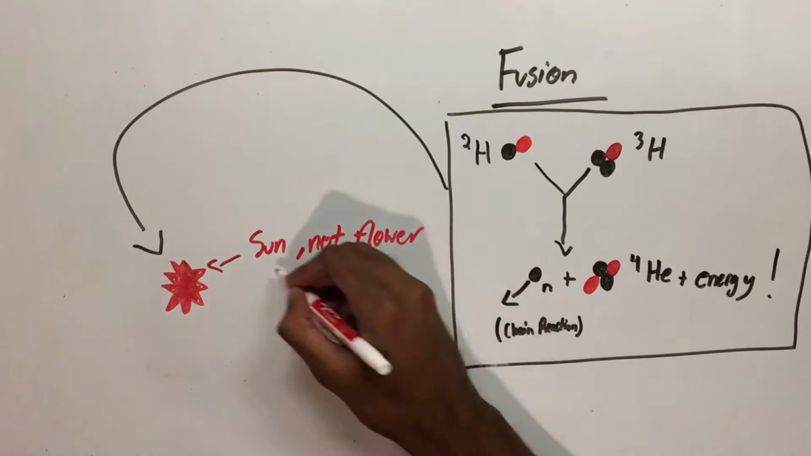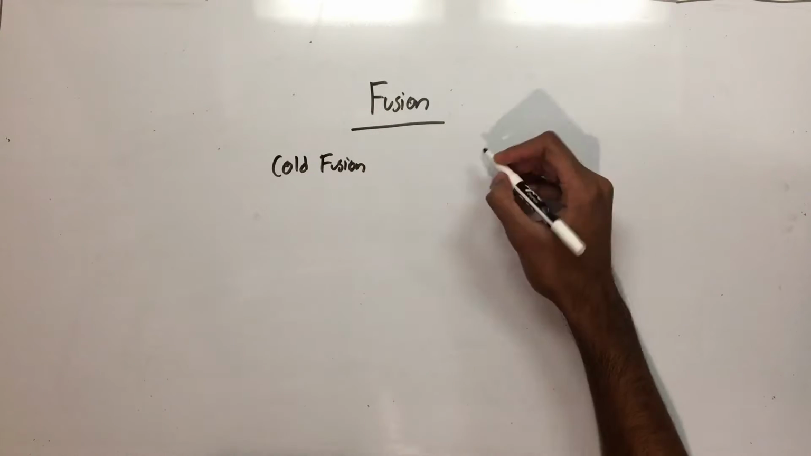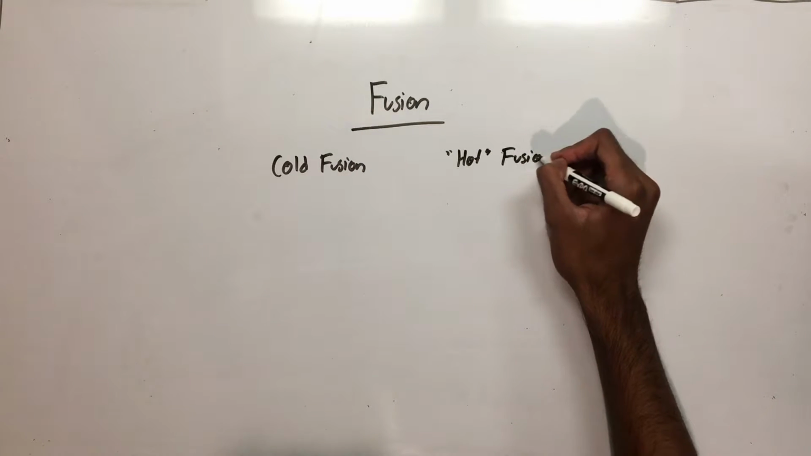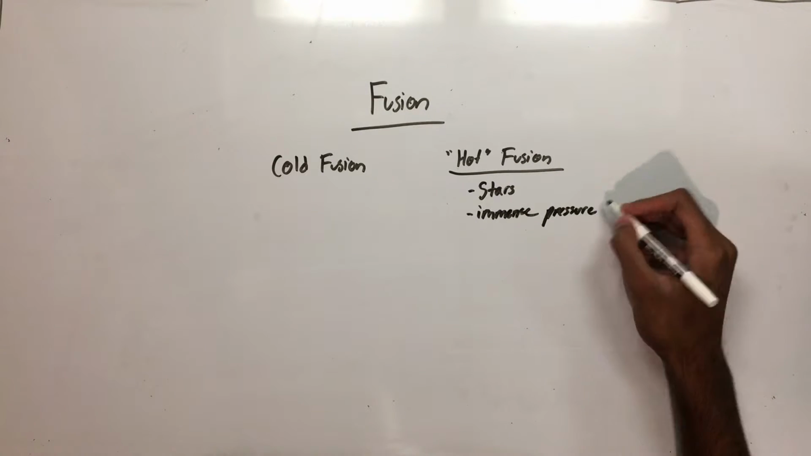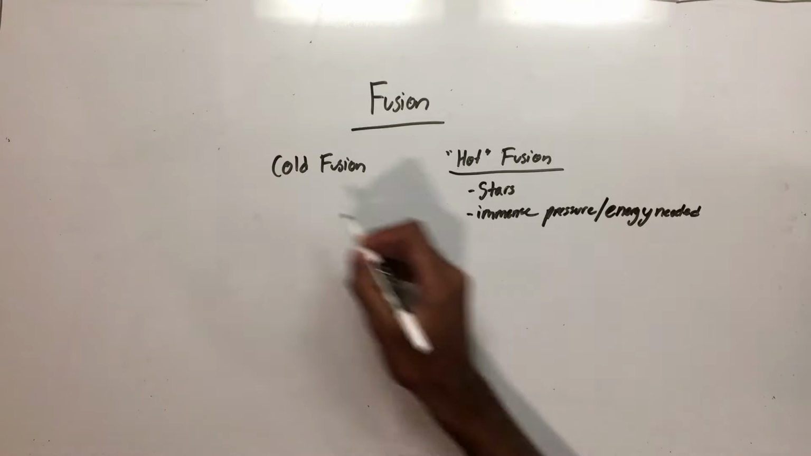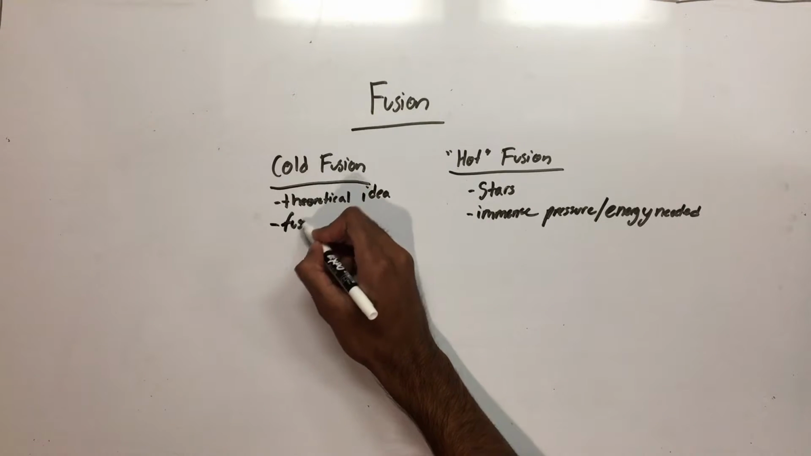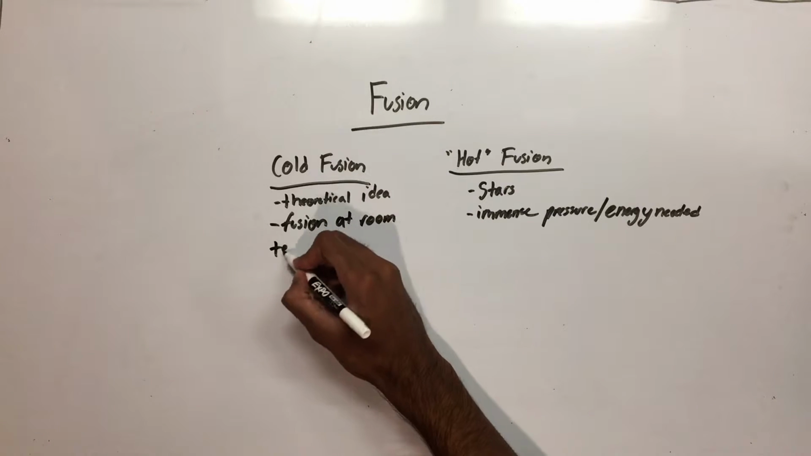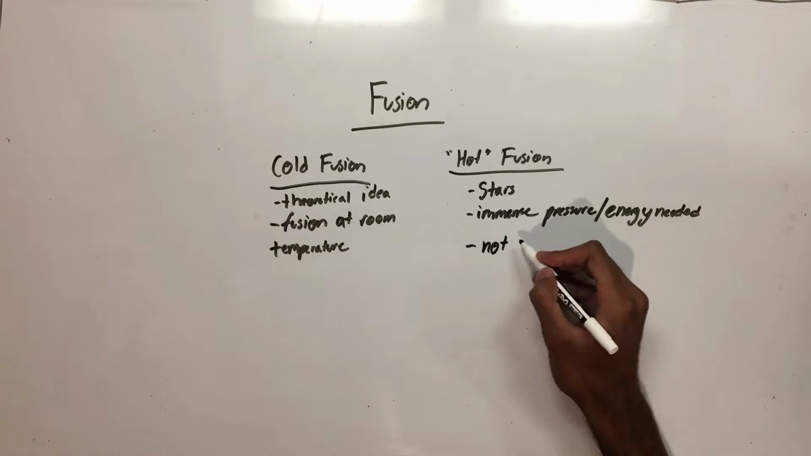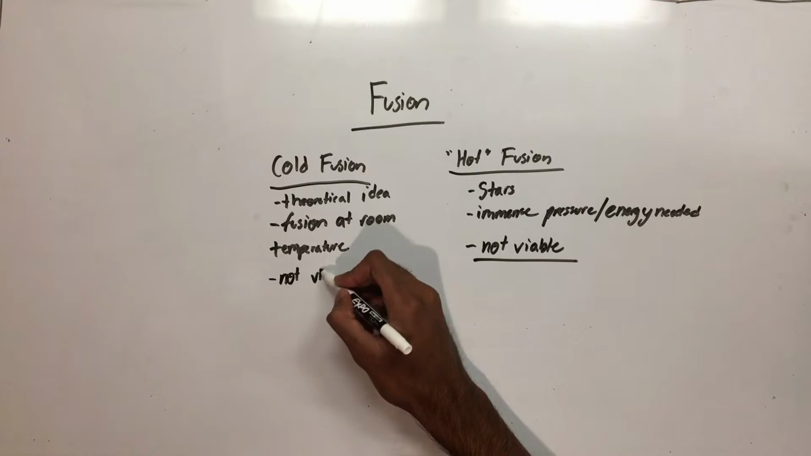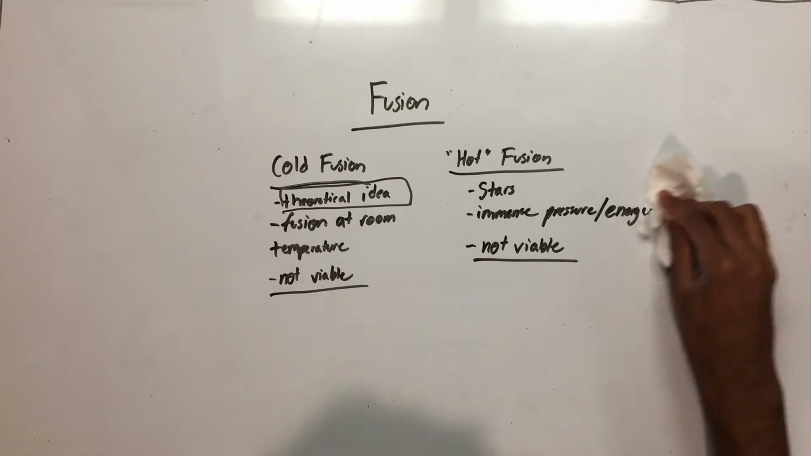There are actually two types of fusion reactions that exist. The first type of fusion reaction is called cold fusion, and the second is hot fusion, which is actually just the type of fusion that occurs in the sun. Hot fusion occurs in stars and requires immense pressure and energy in order to actually react, which is why you need a particle accelerator in order to induce fusion. Cold fusion is a theorized idea that involves fusion at room temperature, and no experimental or theoretical method exists for cold fusion, so both of these are not viable for energy production.